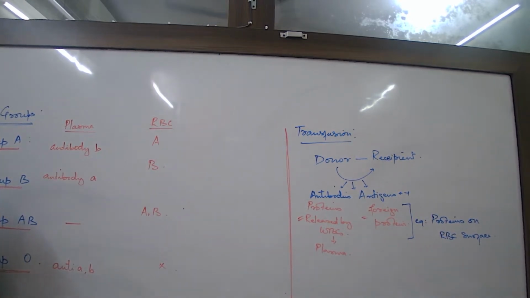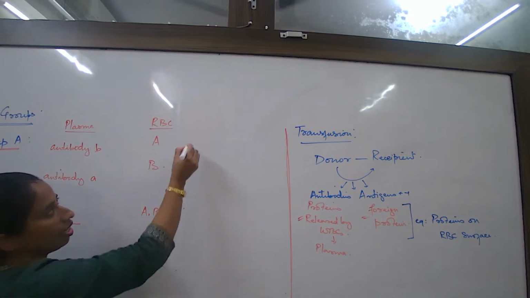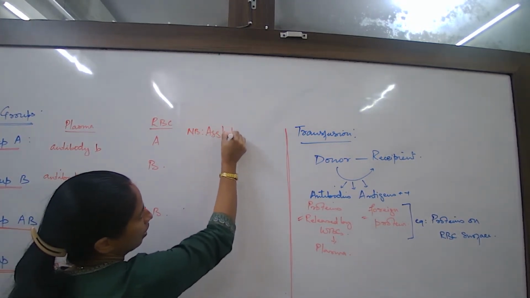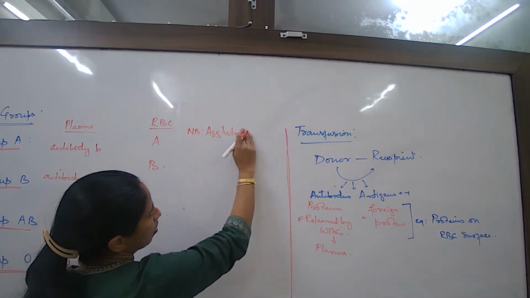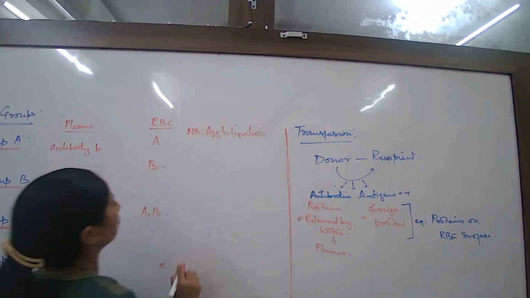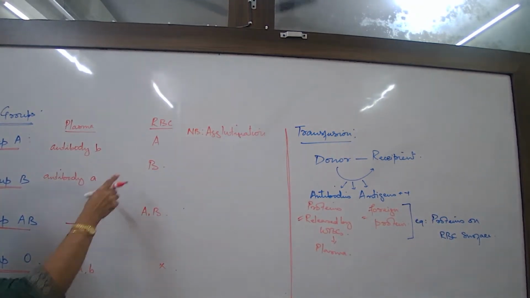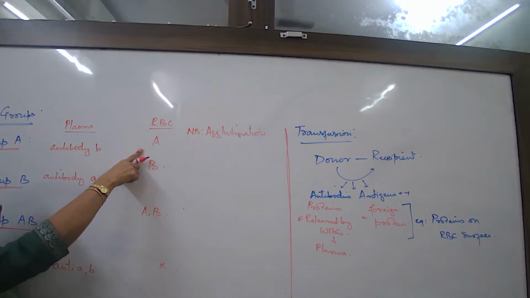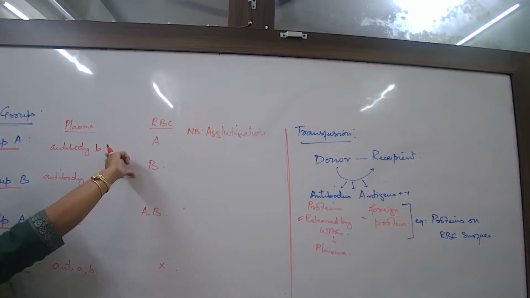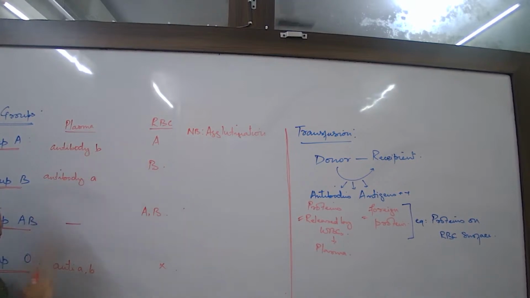What is the other word for clumping? Get acquainted with that word. Agglutination. What is the meaning of agglutination? Agglutination means clumping. So that means when these two come together, there may be chances of coagulation, clumping. When these two come together, there may be chances of coagulation or clumping.